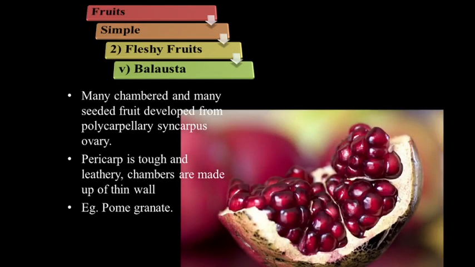So here the pericarp is tough, leathery, and chambers are made up of thin walls, and these are the endocarp and mesocarp parts. The ovary is always polycarpellary and syncarpous.